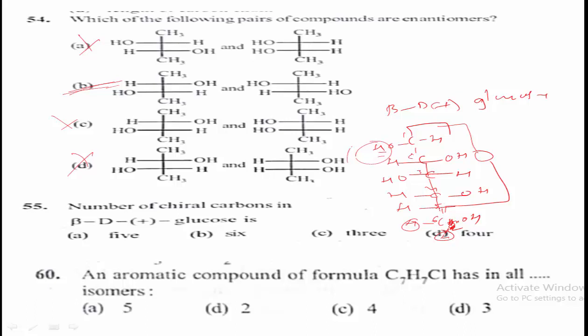But come to this one. Here on the carbon atom, here H is present, here one entire group is present, here another entire group. This one is a chiral carbon atom. Similarly this one, this one, this one, and this one. It contains C1 to C5, meaning 5 chiral carbon atoms. Therefore D plus glucose contains 5 chiral carbon atoms.